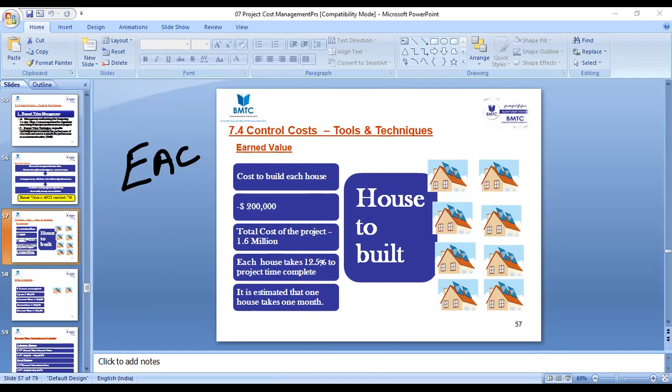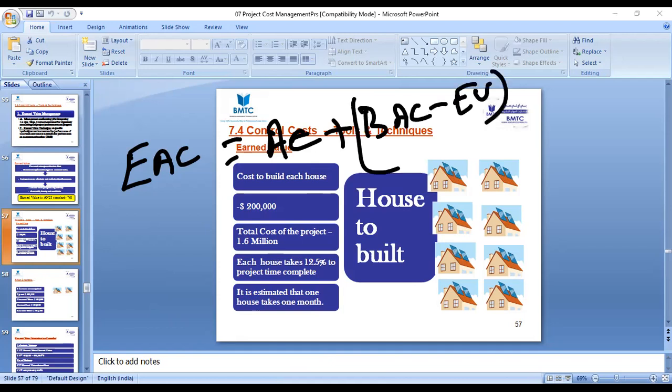So the first formula for EAC, please note down: actual cost plus budget at completion minus EV. What is the scenario behind this one? From an examination point of view, they're going to give you a scenario. The scenario says the current performance.